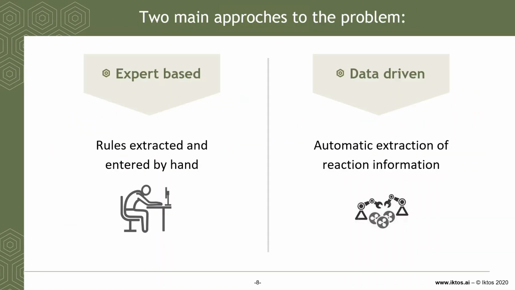There are two main approaches to extract knowledge. The first way is the expert-based system, where the rules are extracted by human chemoinformatics chemists trying to understand the context of the chemistry. The other way, which is more recent, is the data-driven approach, which automatically extracts this knowledge from databases. Today we will focus on the second one, the data-driven one, because Spaya is a purely data-driven approach.